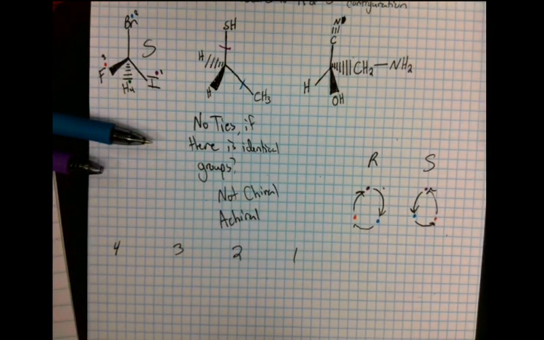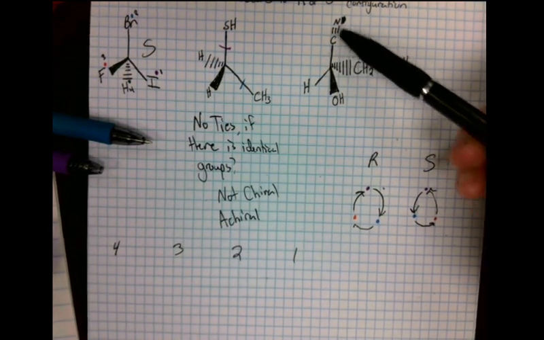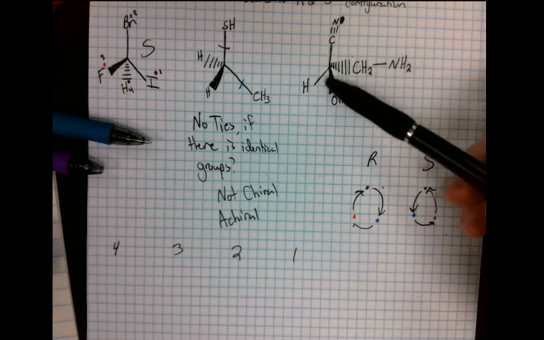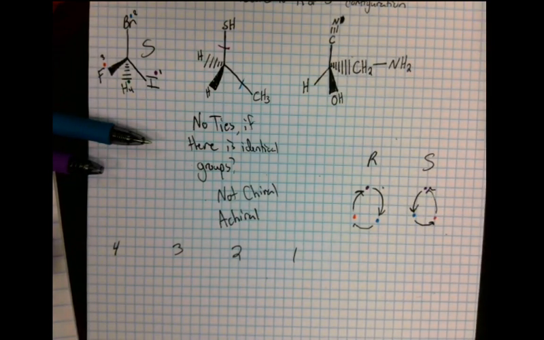Okay, let's go ahead and go to our final example here. So we've got a chiral center. We have 3 distinct groups. This is a carbon and this is a carbon, but they're attached to different things. So we know that this one's actually going to be a chiral molecule.